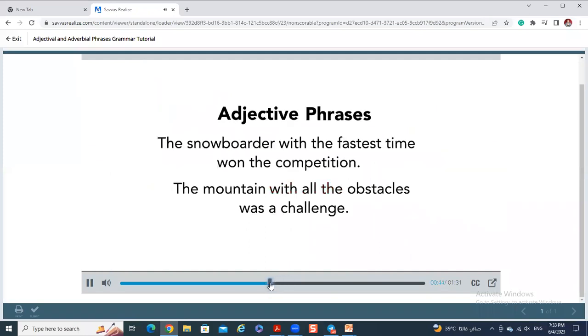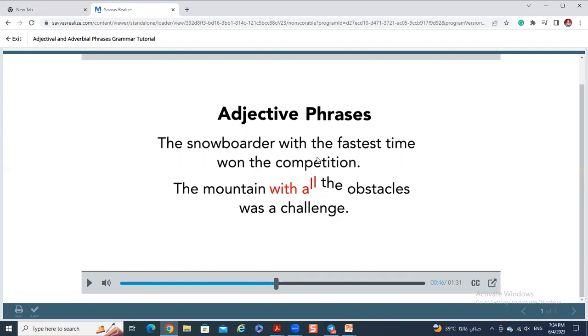Some prepositional phrases function as adjectives, and I want to identify something here. As you can see, with the fastest time is a prepositional phrase, but it acts as an adjective modifier because it modifies the snowboarder. The teacher talked about the dangling and misplaced modifier. The modifier is misplaced when with the fastest time comes after competition. Let's read it together: the snowboarder won the competition with the fastest time.